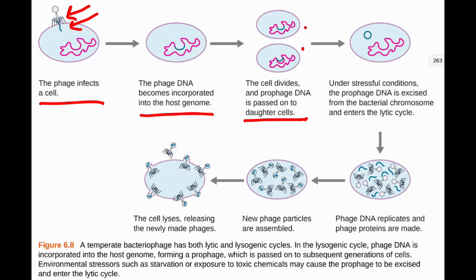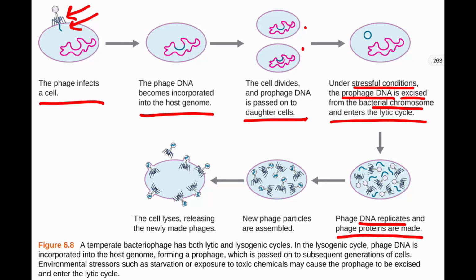Then, once we get into a situation where things get stressful, so maybe there's not as much food around, maybe the temperature changes, things like that, then the prophage DNA is going to cut itself out, excise itself from the bacterial chromosome. At this point, it's going to enter the lytic cycle then, which is just like the cycle we already talked about. So at this point then, the DNA is going to replicate itself, and then it's going to make all the different pieces that are needed, so the capsid and the sheath and the tail fibers, all of those different parts. And then it's going to assemble them.